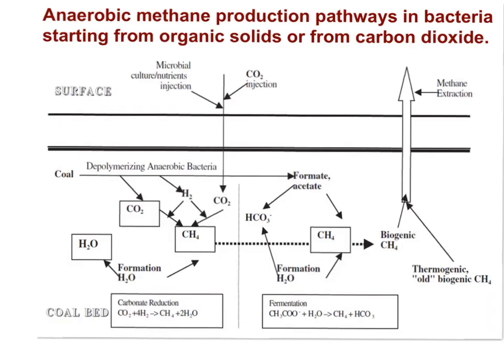Here are anaerobic methane production pathways in bacteria, starting from organic solids such as coal through to acetic acid to methane, outlined in this pathway, or more directly from carbon dioxide to methane, outlined in this pathway. Increasing the quantity of rate-limiting enzymes or enhancing the transcription of genes that code for enzymes or coenzymes would serve to produce greater quantities of methane. Slowing the rate of competing pathways would also serve to increase methane production.